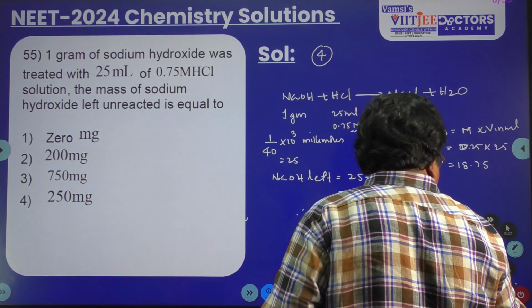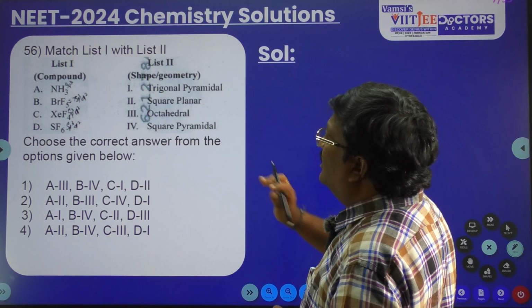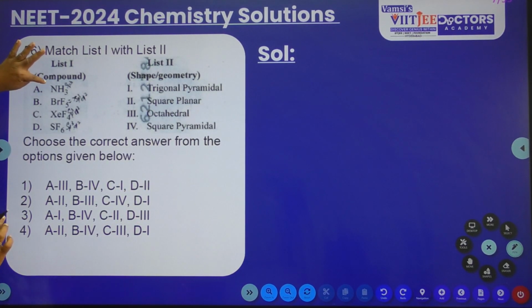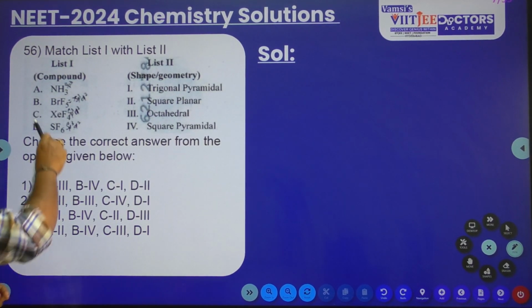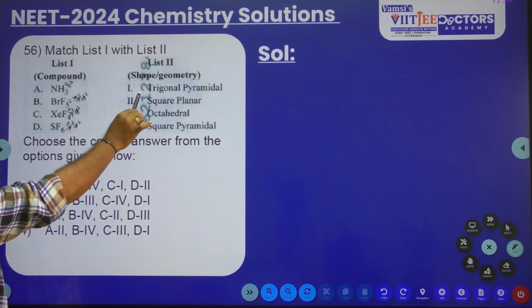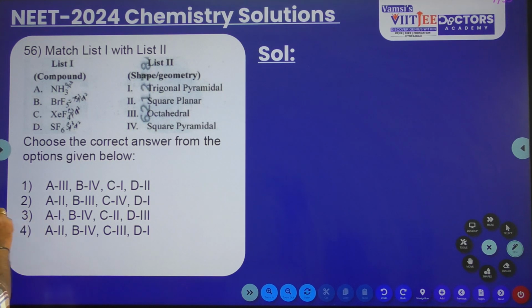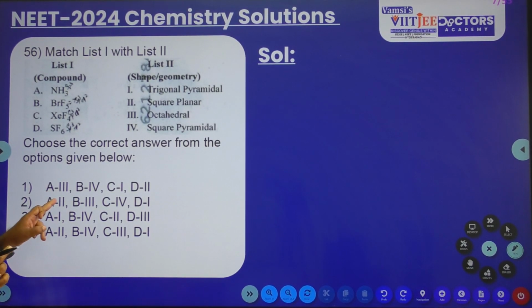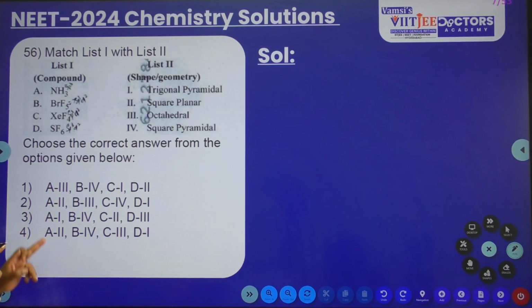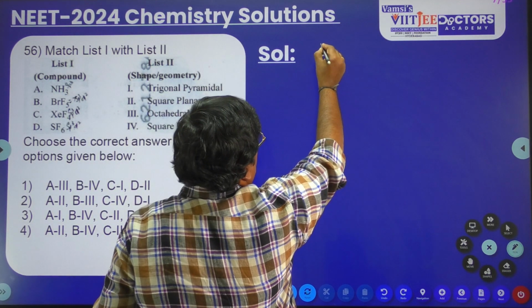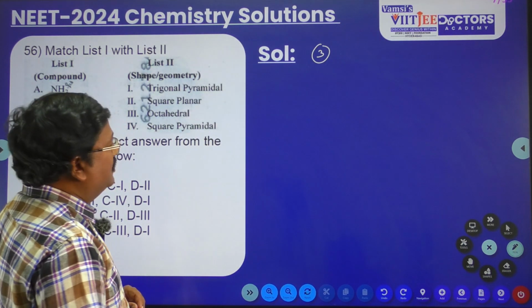And next question, matching. See here, ammonia is trigonal pyramidal. By this you can find the answer, because A, ammonia, is trigonal pyramidal. So A is 1. A1 is given only in the 3rd option; in the others A3 or A2 is given. Therefore, the solution for this is the 3rd.